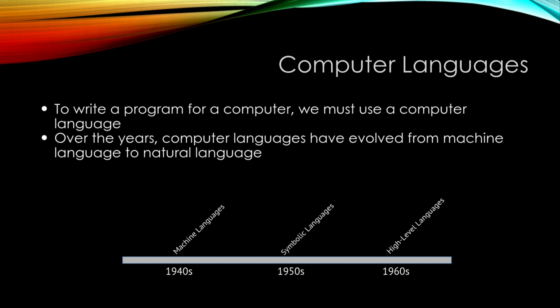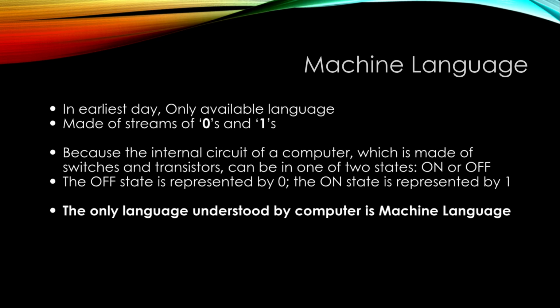Over the years, computer languages have evolved from machine language to natural language. 1940: machine language. 1950: symbolic language. 1960: high-level language. Machine language was, in the earliest days, the only available language. It is made of streams of zeros and ones.